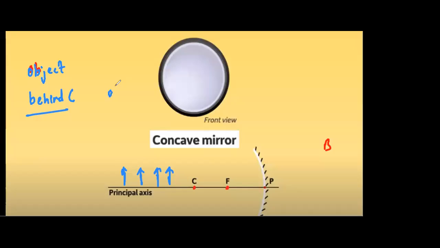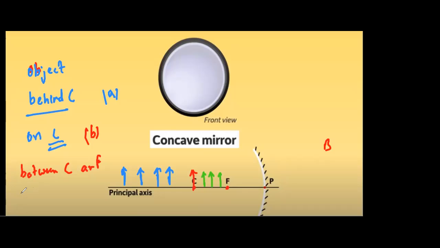So this is, suppose, case A. Or you can have an object on the center of curvature, on C, which means the object is over here, yes or no? Let's say this is case B. Or you can have it between C and F, any place between these 2 points. Yes or no? Step by step.